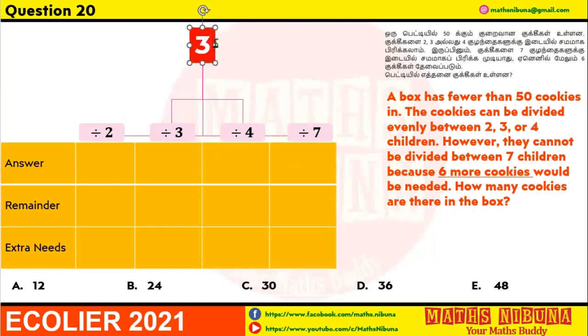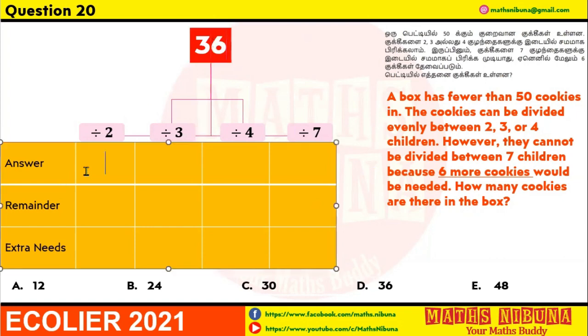36. 36 divided by 2 is 18. No remainder, so nothing to worry about here. 36 divided by 3 is 12. Okay, if you are good in time, I think you can do this question faster. 36 divided by 4 is 9. There's no remainder. So this one, no need to add anything.